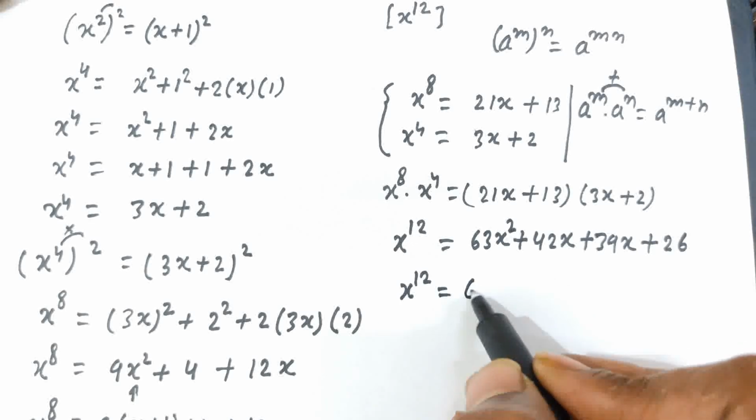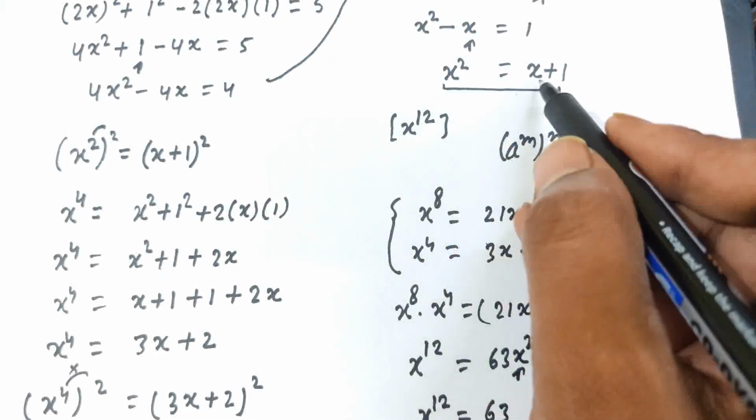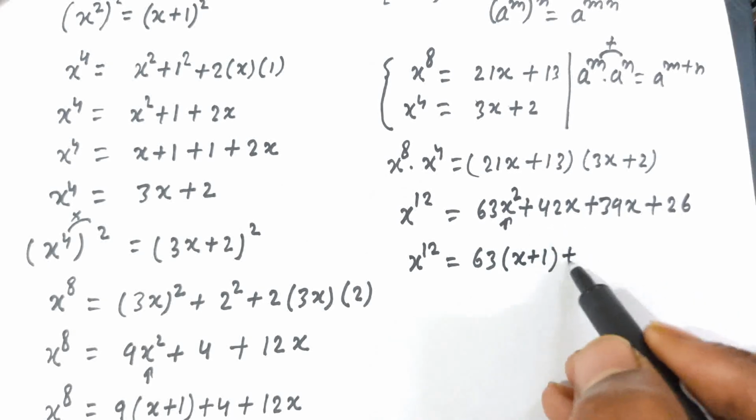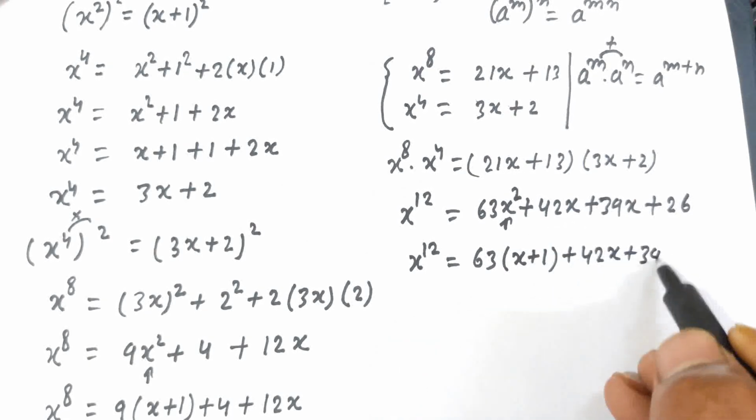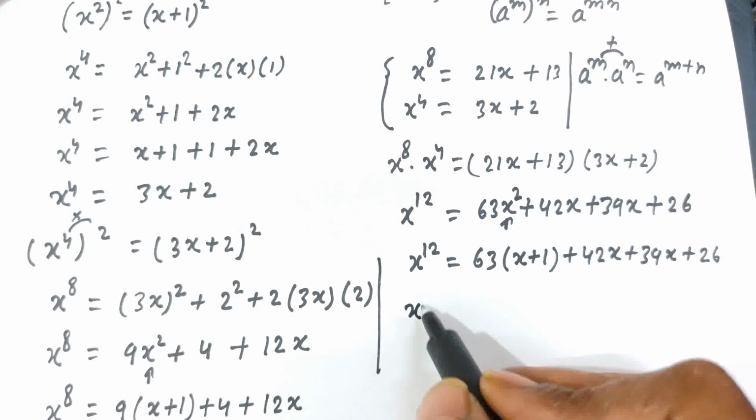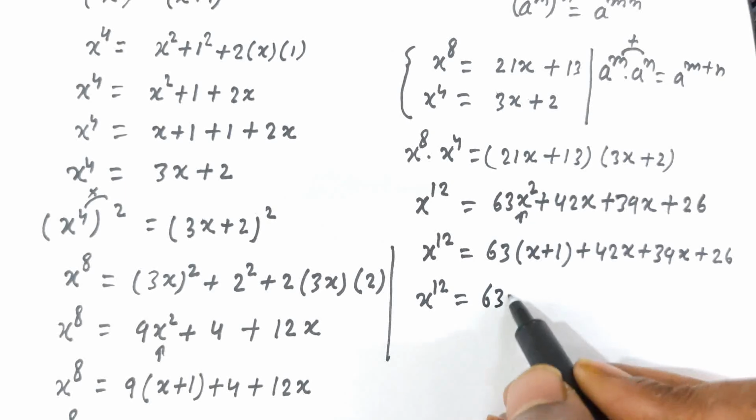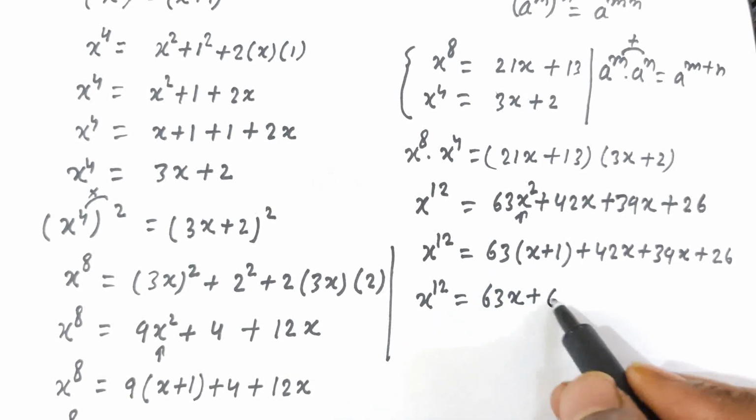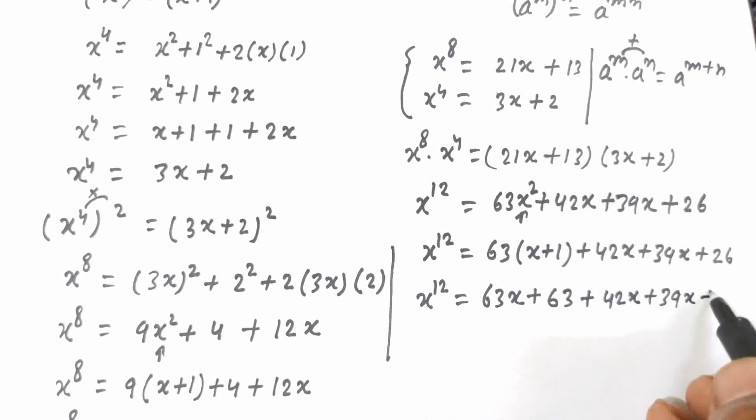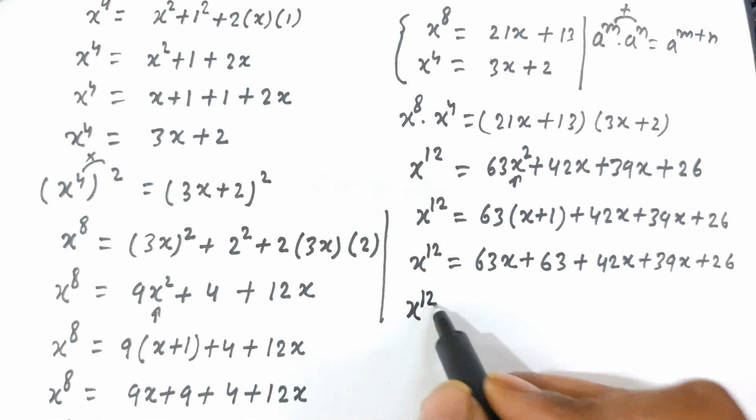This equals 63, and this x² is replaced by x + 1, because here x² equals x + 1. So x² is replaced by x + 1, and here 42x + 39x + 26. Then the left hand side x^12 equals 63 multiplied by x, then we get 63x, plus 63 multiplied by 1, then we get 63, plus 42x plus 39x plus 26.